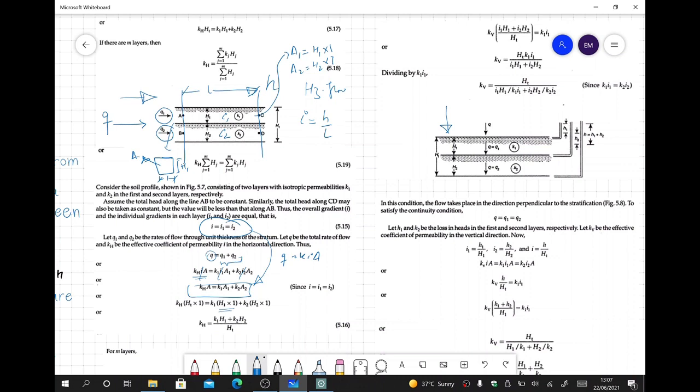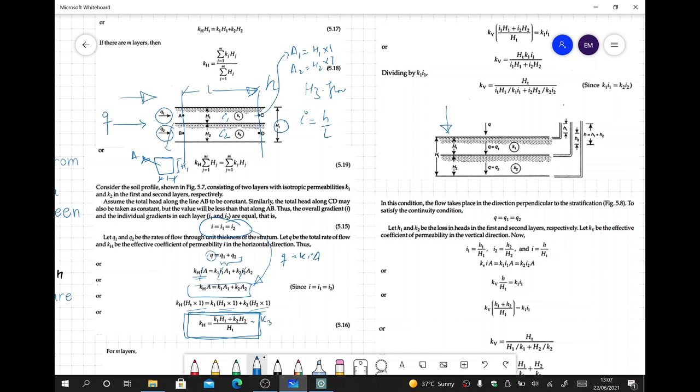We plug in the values H1, H2, and similarly for the whole system it will be the total thickness HT. So by rearranging, we will get this formula: for a system where horizontal flow is happening, that means flow is parallel to the direction of the stratification, K horizontal will be equal to the permeability of the first layer into thickness of the first layer plus permeability of the second layer into thickness of the second layer over the total thickness of the layer, and this will continue.